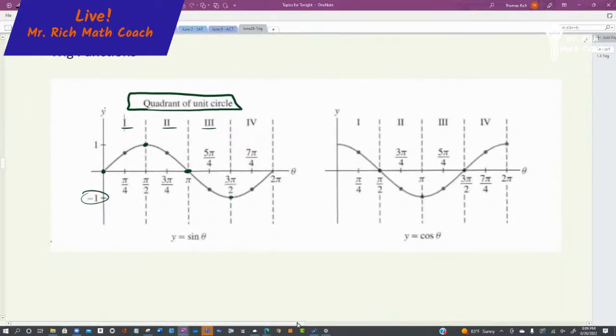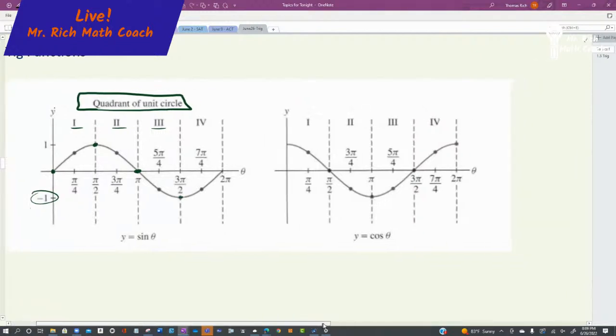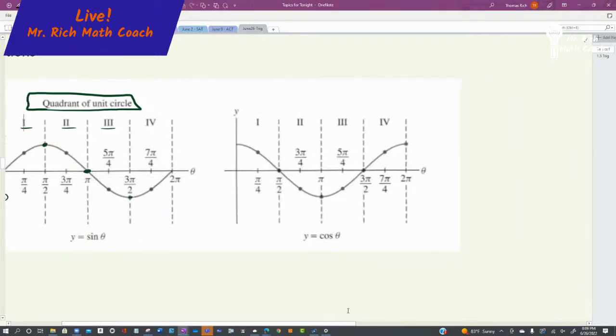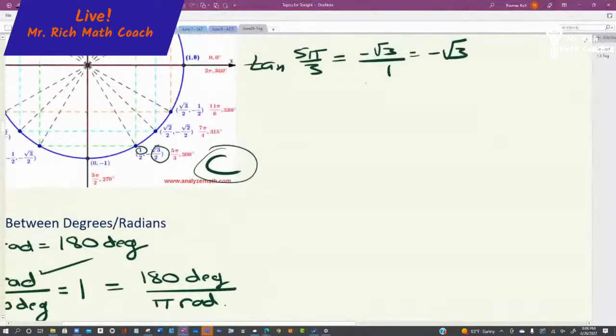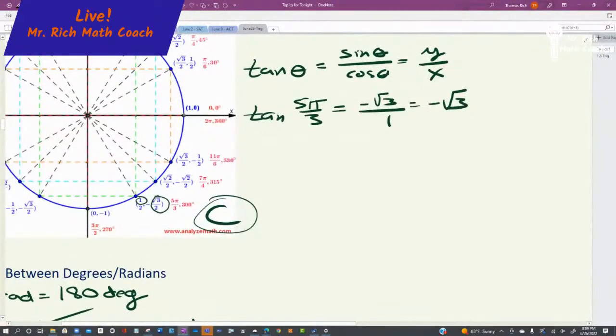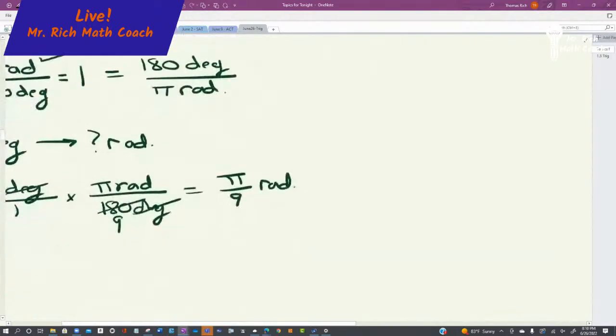Cosine is really just the sine function, but shifted 90 degrees to the left. So it starts off at 0 degrees at a value of 1, which on the unit circle is reflected by this point right here. When you are at 0 degrees of rotation, the x-coordinate is a 1. So cosine of 0 is 1.